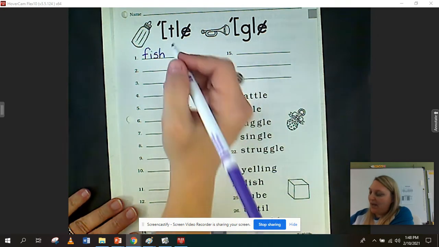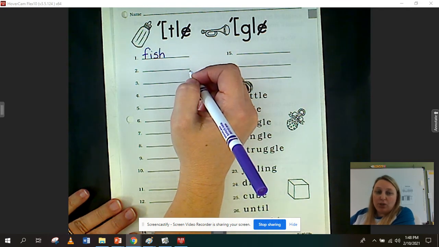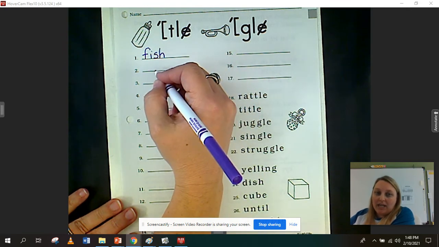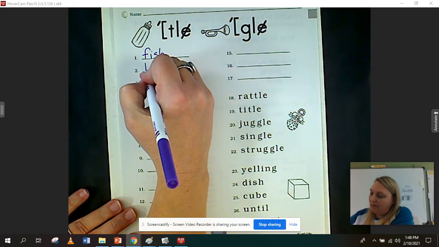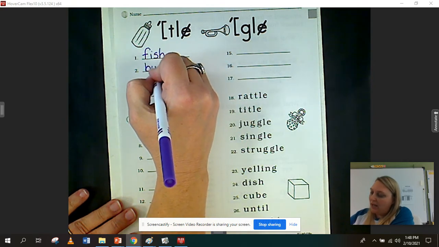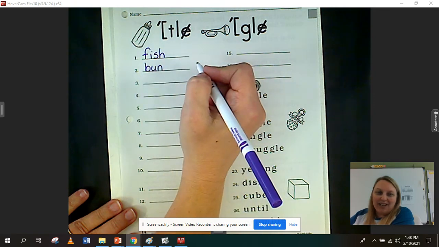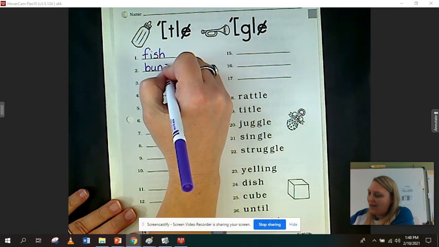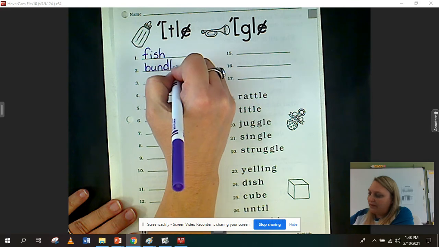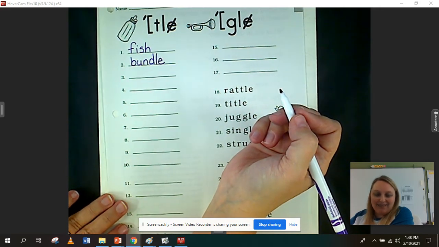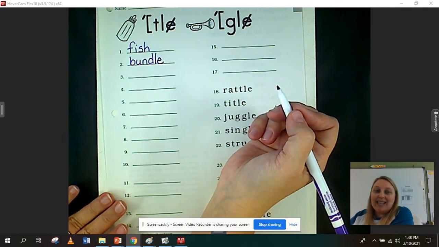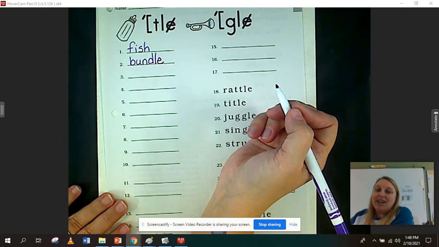All right, and then we have bundle. Now, bundle is 2 syllables, so you can sound out bun, and then you can do dull. Bun, bun. And then our final stable syllable, D-L-E, bundle. How'd you do on that one, friend? That one was a tricky one.